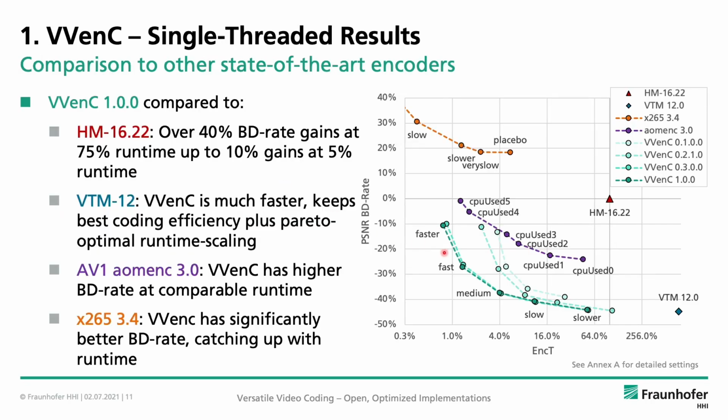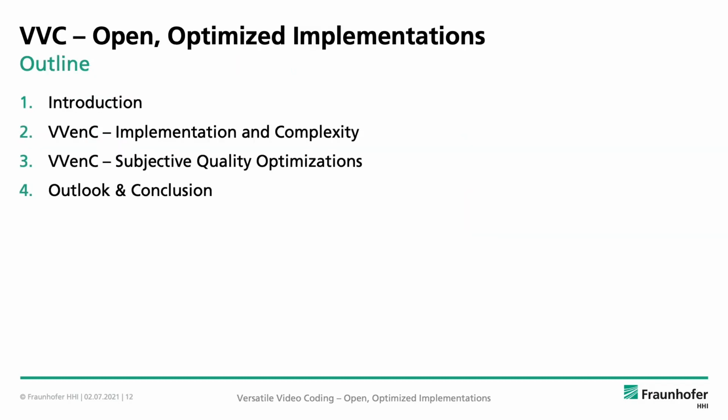Now we compare them with other state-of-the-art encoders that are freely available, for example AOMenc version 3, this is the violet curve, or x265 version 3.4, which is the orange curve here. You can see that for both codecs, VVEnc at the same encoder runtime operation point provides higher coding efficiency in terms of AOMenc, or significantly higher coding efficiency in terms of x265.